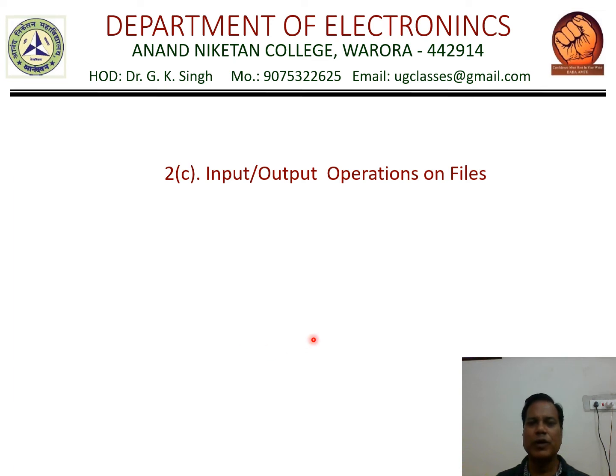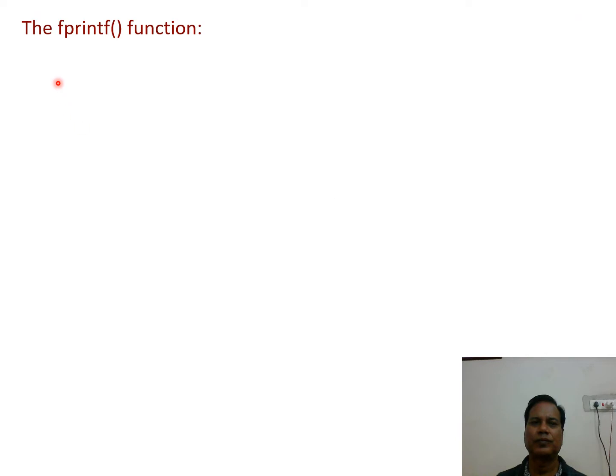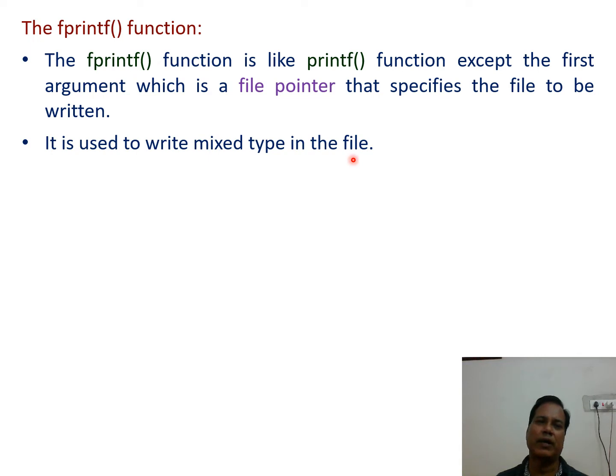Hello friends, today we will discuss the fprintf function and the fscanf function. The fprintf function. The fprintf function is like the printf function except the first argument, which is a file pointer that specifies the file to be written. It is used to write mixed type data in the file.